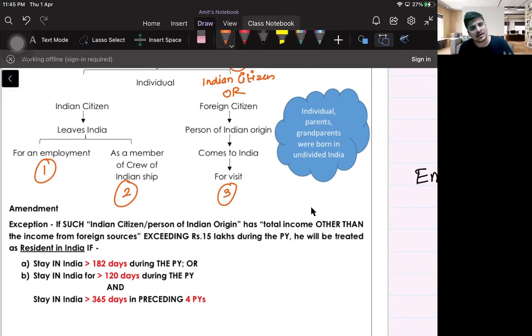I will repeat, if you are falling under the third category, you will first check the income of such person. Whether total income, excluding foreign sourced income, is more than 15 lakhs or no. If it is more than 15 lakhs, then you will also see the second basic condition, but with some alteration. Jo 60 days hai, wo 60 days ke jagah pe 120 days replace hoga, baki everything will remain the same. And if you are fulfilling the 120 days ka condition, you will be considered as resident, aur wo resident seedha RNOR ban jayega. RNOR, that is resident but not ordinarily resident.